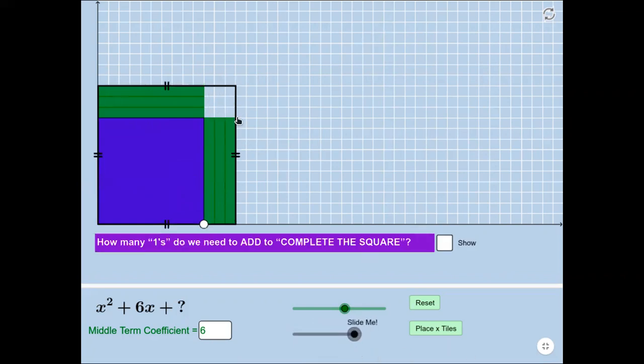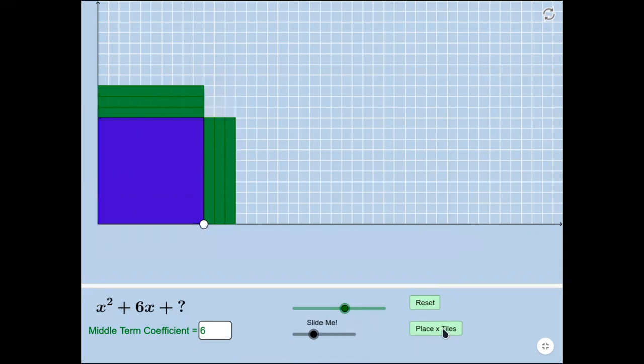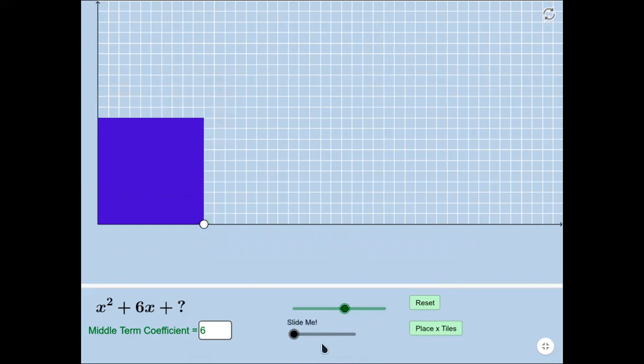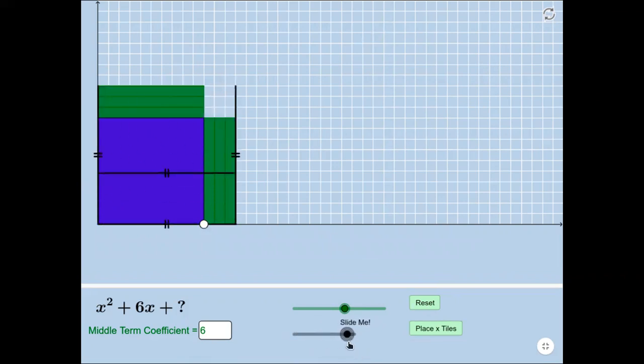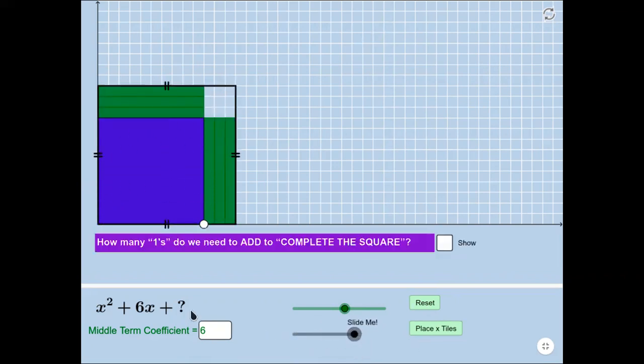How many squares are left? 1, 2, 3, 4, 5, 6, 7, 8, 9. So simply slide it and then observe. So what is the question mark that we can answer? So yeah, the question mark is nothing but 3.